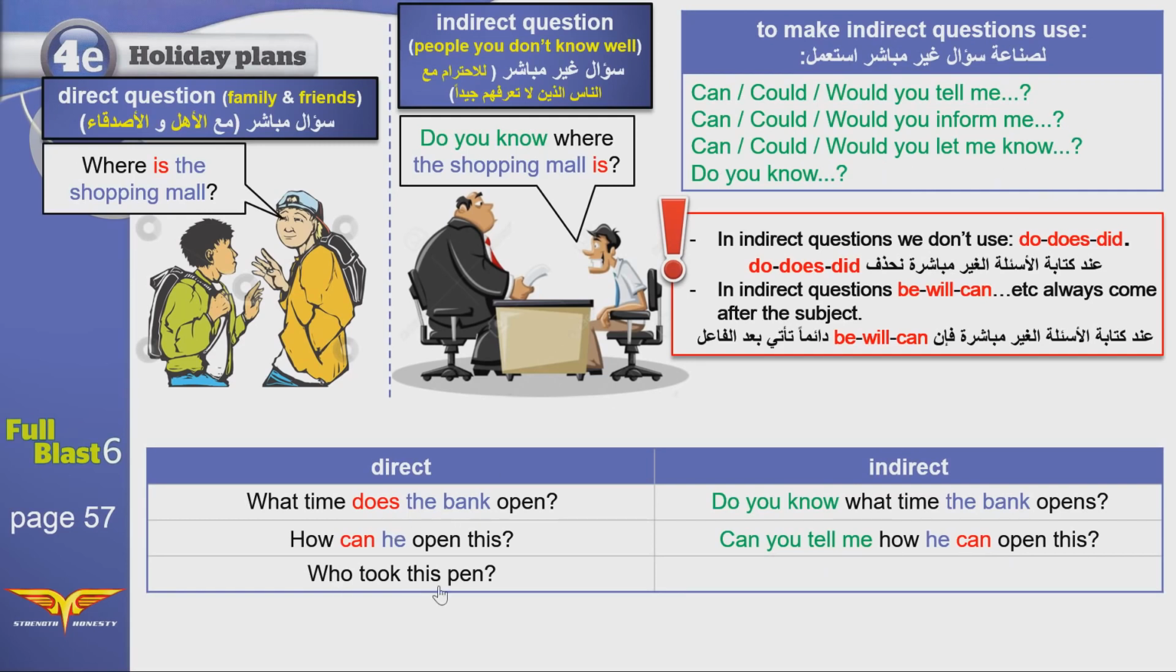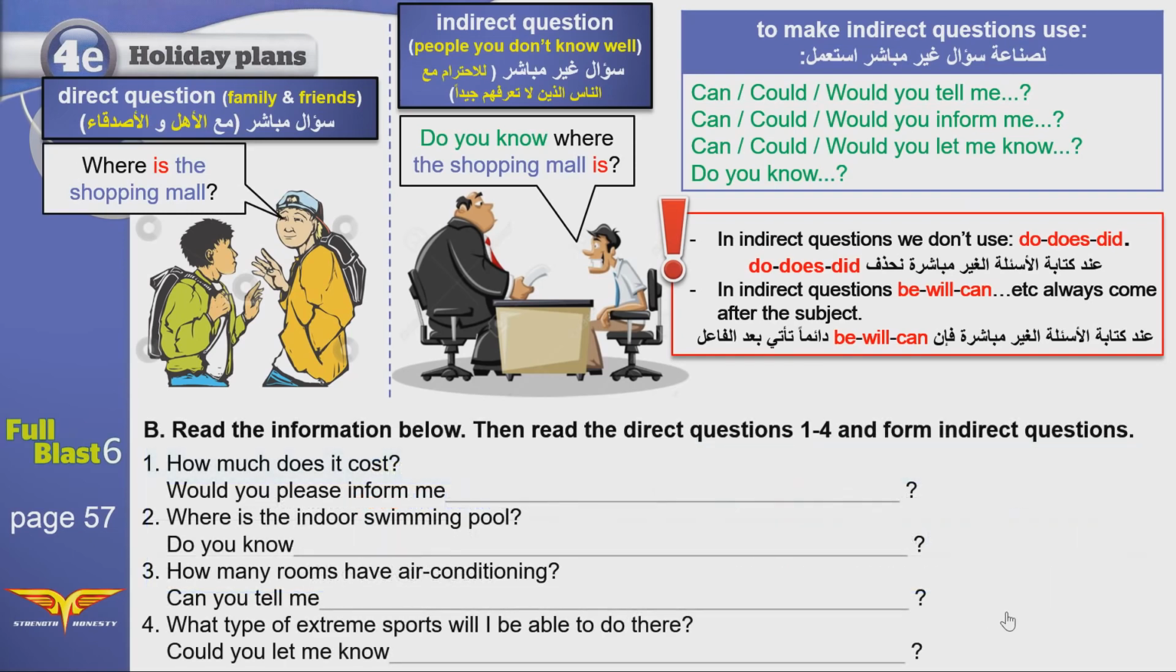3. Who took this pen? Interesting. We have no subject and we have no verb be, can, do, does. What we will do is just copy one of these phrases and copy everything as it is without making any changes. Would you inform me? Who took this pen? We just copied everything. Now, let's read the information and read the direct questions, and then you will have to form the indirect questions.